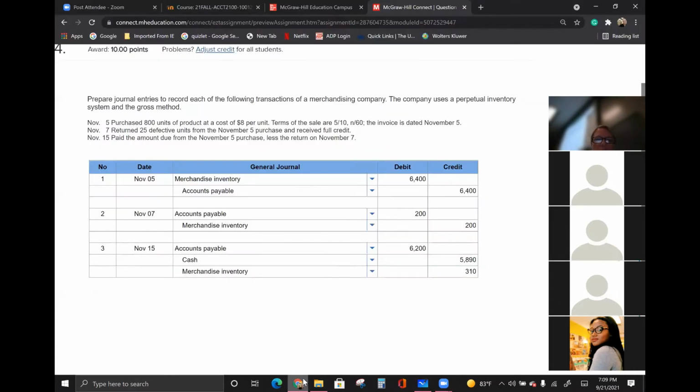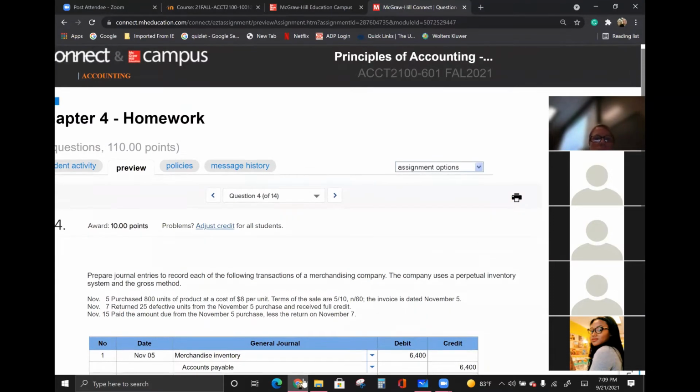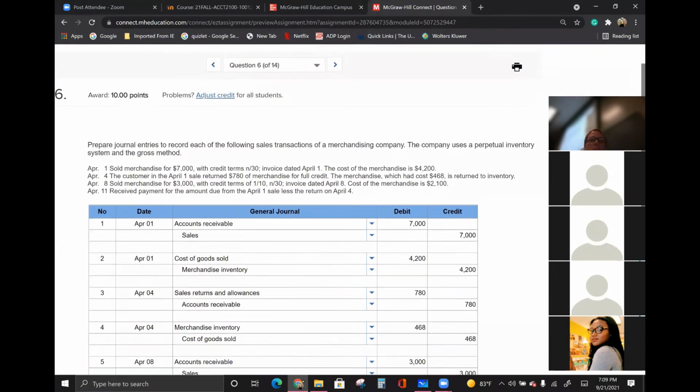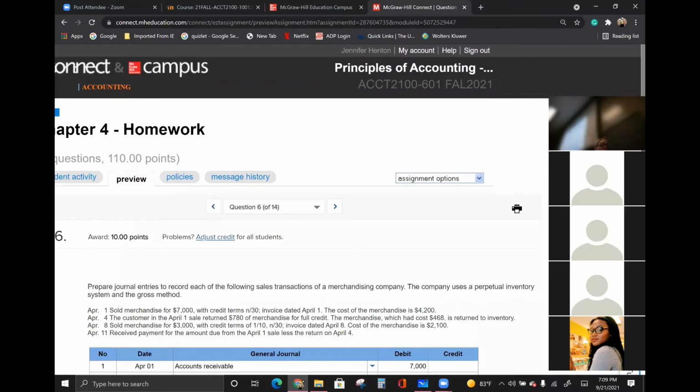So let's look at 6. We want to prepare journal entries to record each of the following sales transactions for a merchandising company. The company uses a perpetual inventory system. Okay, on April 1, we sell merchandise for $7,000 with credit terms net 30. Invoice date is April 1, and the cost of the merchandise is $4,200.